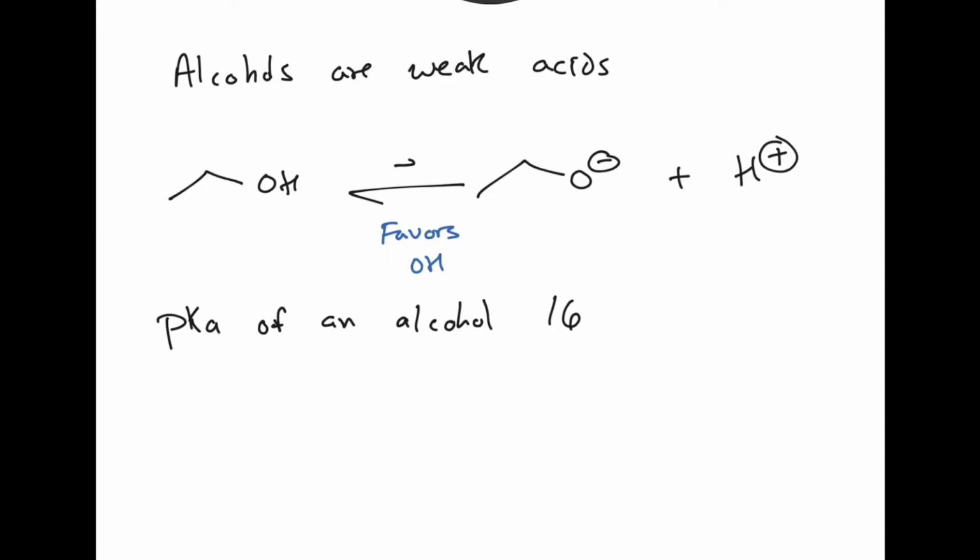But if you think about other things that we've taken protons off of, if you remember, we did reactions with alkynes where we removed the alkyne proton. An alkyne has a pKa of 30. So an alcohol is 10 to the 14th times more acidic than an alkyne. So it's not acidic in absolute terms of how we think of acids, but it is acidic compared to a lot of other organic compounds.